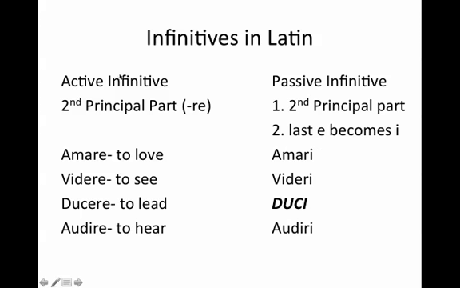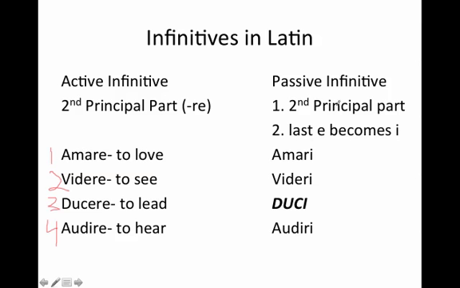Okay, fairly straightforward. The active infinitive, so the "to" verb one, all you're going to do is just take the second principal part, and that's the form that ends in -re. I have the four conjugations right here, so this is the first conjugation, this is the second conjugation, sorry for my terrible numbers, this is the third conjugation, and then this is the fourth conjugation. So all you do is you take that second principal part, which always will have an -re in it. Anytime you see a verb that ends in -re, you can guess that it's the infinitive. So that's how you form the active one.